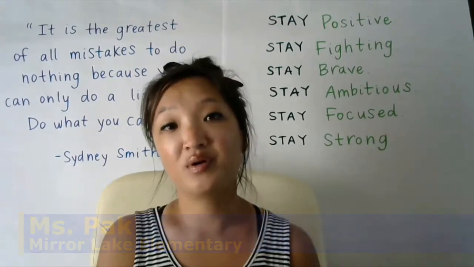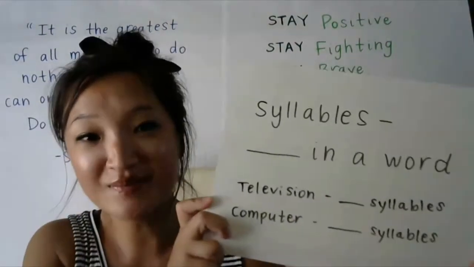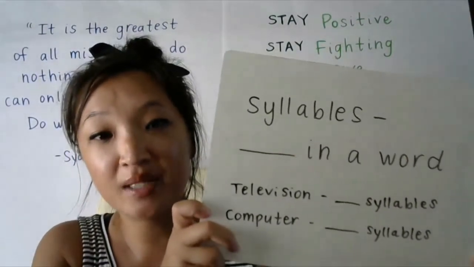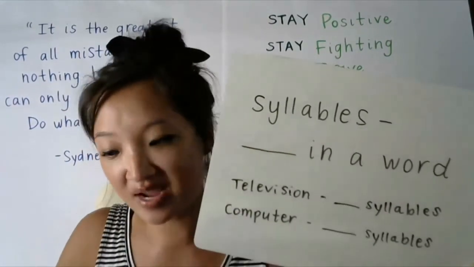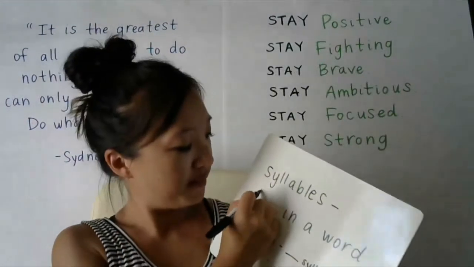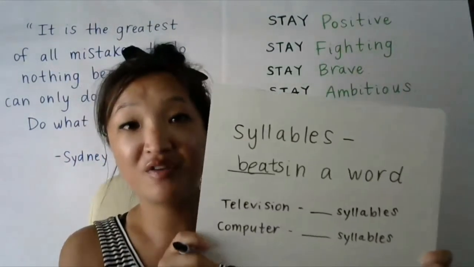Last week, if you remember, we talked about syllables. Let's see if you remember. Here they are. Whoops. So syllables are blank in a word. Do you remember what that is? That's right. Syllables are beats in a word. So remember, we could clap it out if you have to.